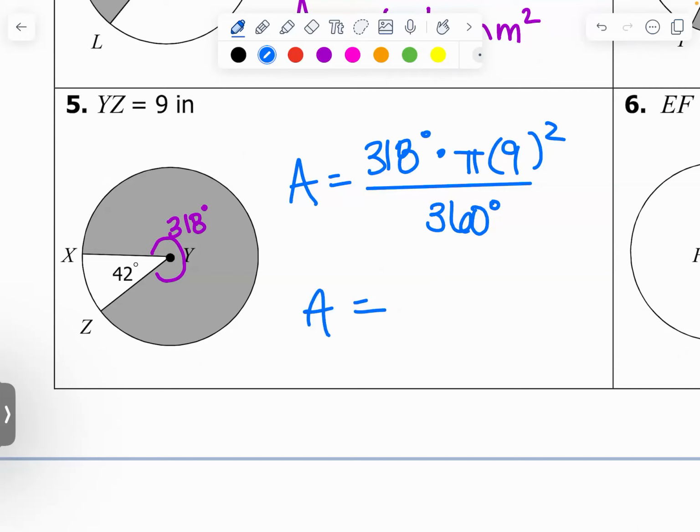So what do we got? Okay, 225 or 224? 224.3. That's what I got.